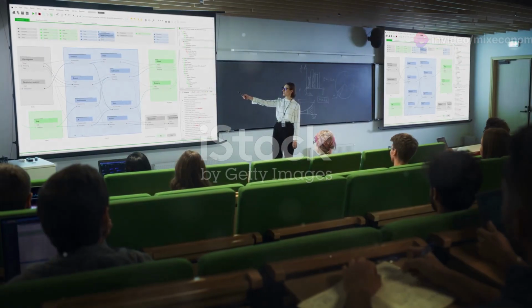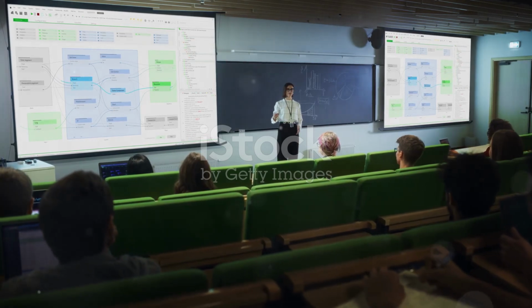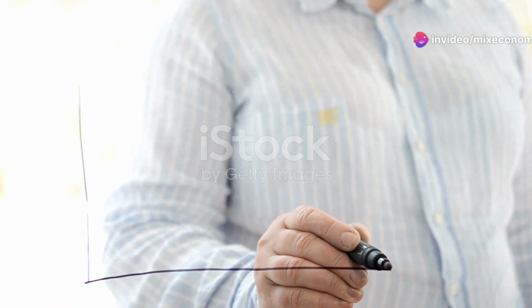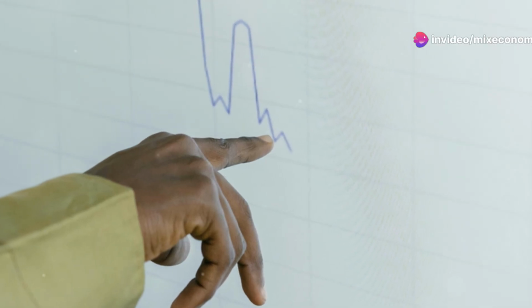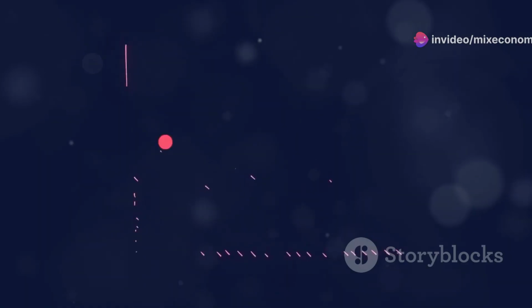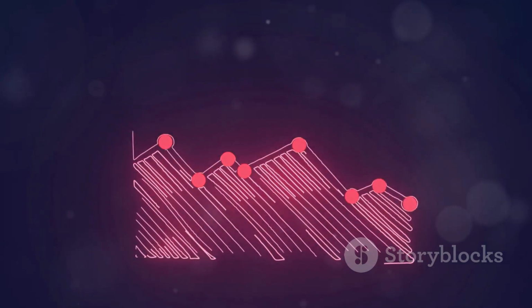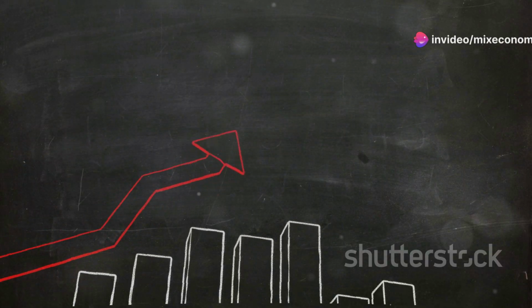Now, let's turn our attention to the other side of the equation, supply. The supply curve shows the relationship between the price of a good and the quantity supplied. Like the demand curve, it's a simple graph. The vertical axis represents price, and the horizontal axis represents quantity. However, the supply curve slopes upwards from left to right.